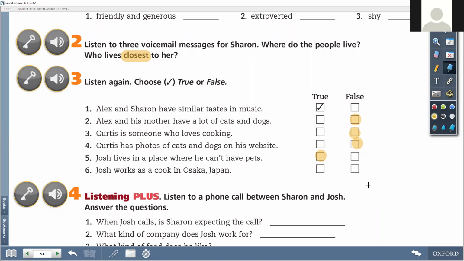So, if he doesn't work as a cook, is it true or false? True. False. Sorry, can you repeat, please? False. Okay. It's false. He doesn't work as a cook. He's a teacher. All right? Okay. So let's move down.